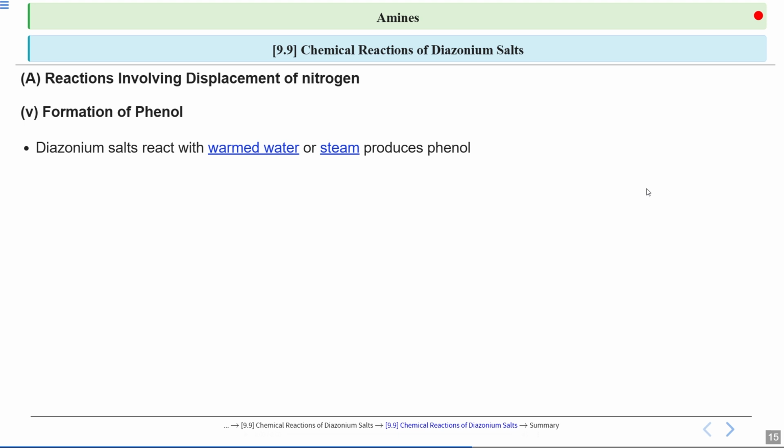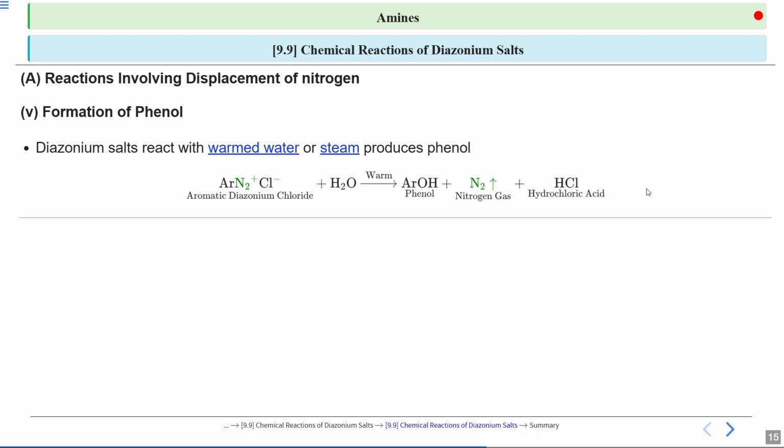So here, diazonium salts react with warmed water or steam to produce phenol. The main key point over here is that the nitrogen group is replaced by a hydroxyl group, which forms a phenol. This reaction also releases nitrogen gas, which is a physical change you can observe as bubbles. Now, one thing: temperature plays a role over here. If you're warming the mixture, it speeds up the reaction.